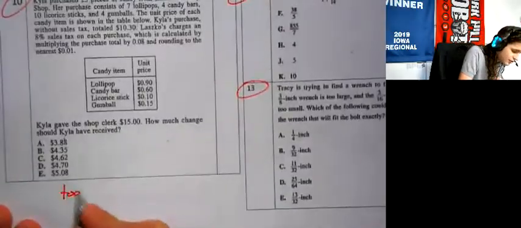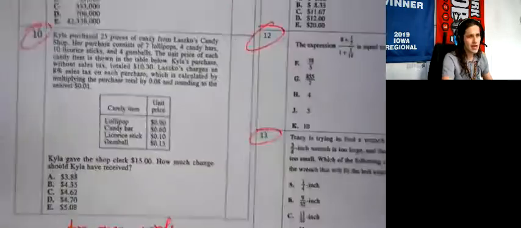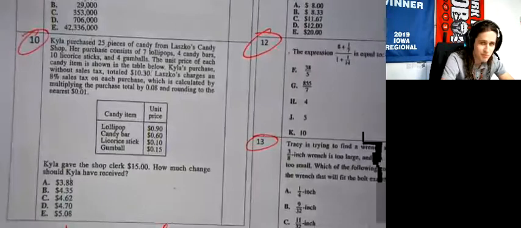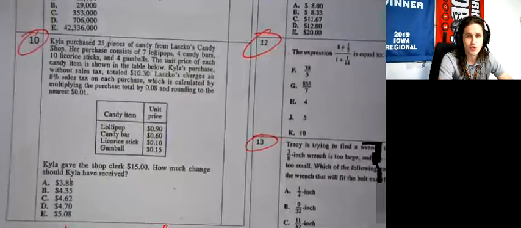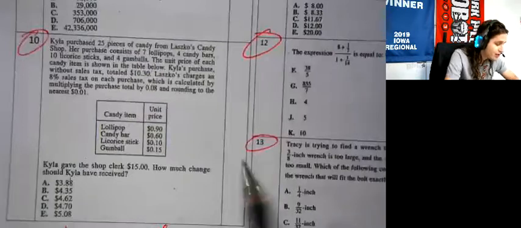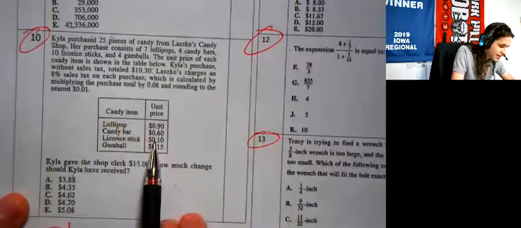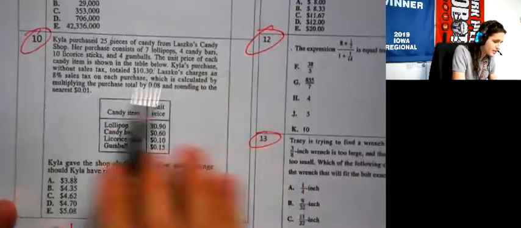Number 10, if you wanted to write a little phrase down to help you on number 10, number 10 has too many words. Good God, there's a lot of words here on number 10. Look at it. Kyla purchased 25 pieces of candy from Lasco's Candy Shop. Great, you say. 7 lollipops, 4 candy bars, 10 licorice sticks, and 4 gumballs. And if you were silly and stopped reading at this point and started doing math, you'd say, 7 times this, 4 times that, 10 times that, 4. Maybe some of you did that. Don't do that. Why?